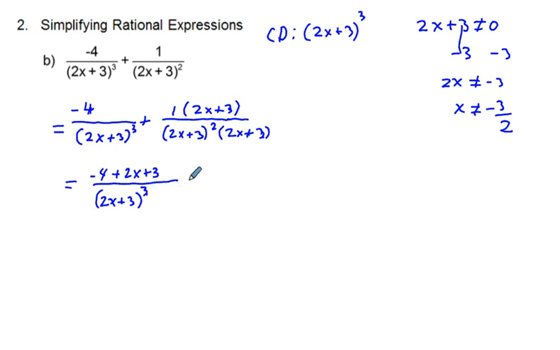And combining like terms, what we have here is 2x minus 1, okay, because negative 4 plus 3 is negative 1. So we're going to have in the numerator 2x minus 1. In the denominator, we have quantity 2x plus 3 cubed. So that is going to be our answer.